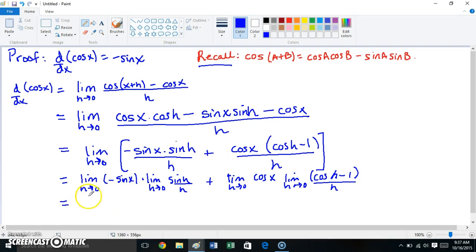Taking each limit, the limit of negative sine of x is negative sine of x. The limit of sine of h over h is 1. The limit of cosine of x as h approaches 0 is the cosine of x. And the limit of cosine of h minus 1 divided by h is 0. So we get the derivative of the cosine of x is negative sine x.